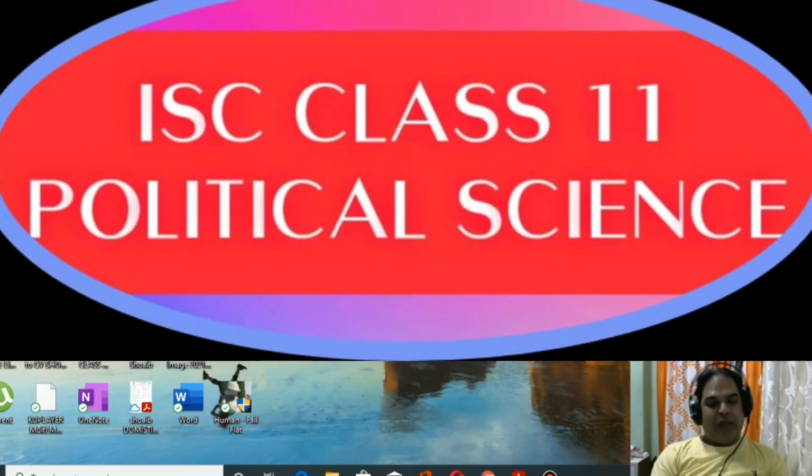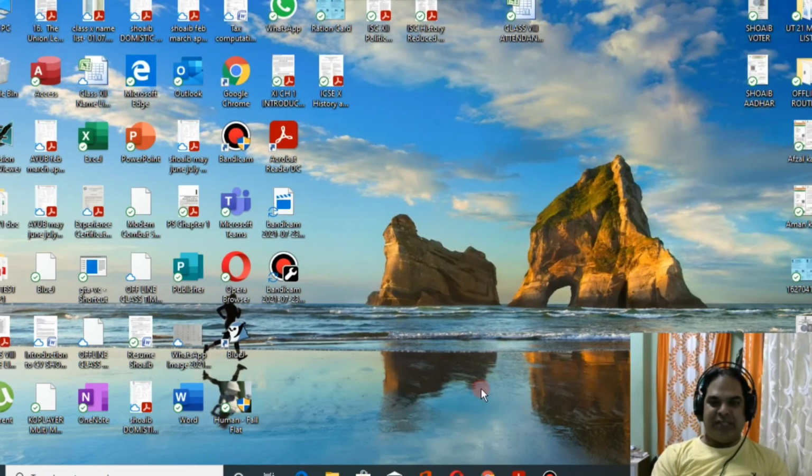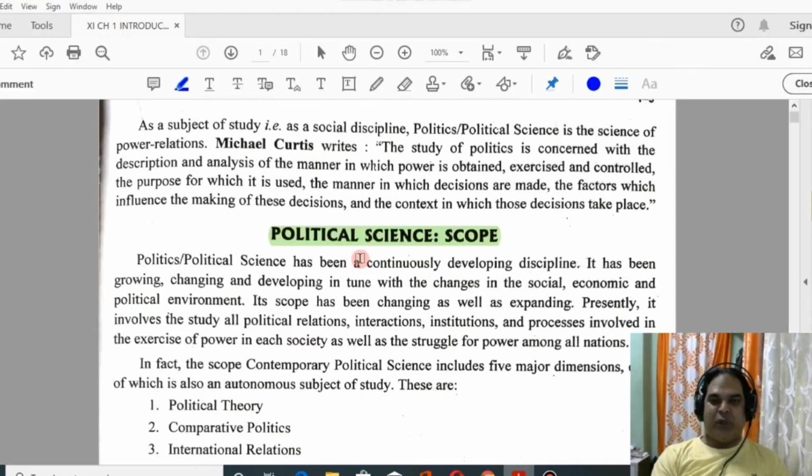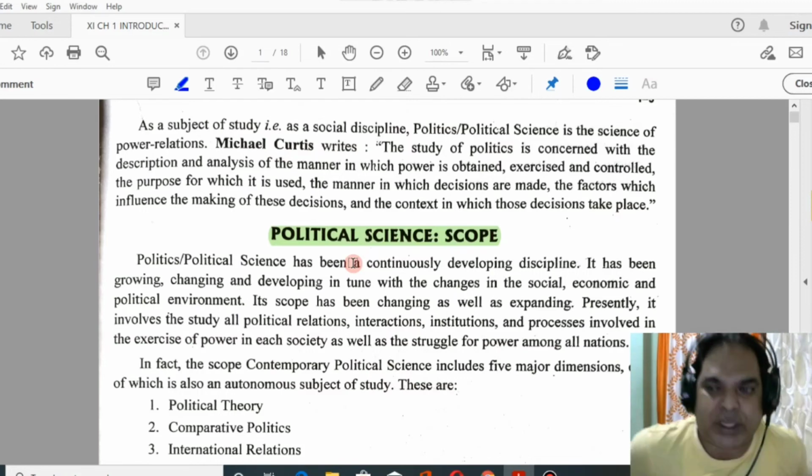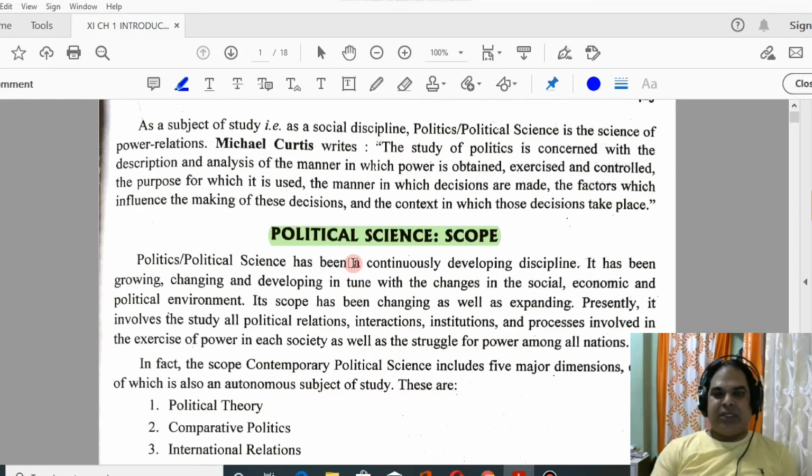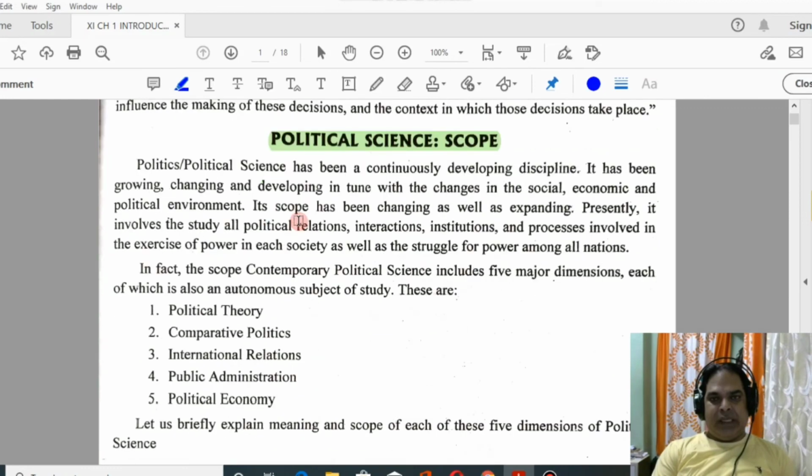Political science. I have already discussed the first part of the chapter, that is the meaning of political science and the differences between politics and political science. Then the modern definition, modern views of political science, and traditional views of political science, I have already discussed. So today I'm going to discuss the scope of political science.